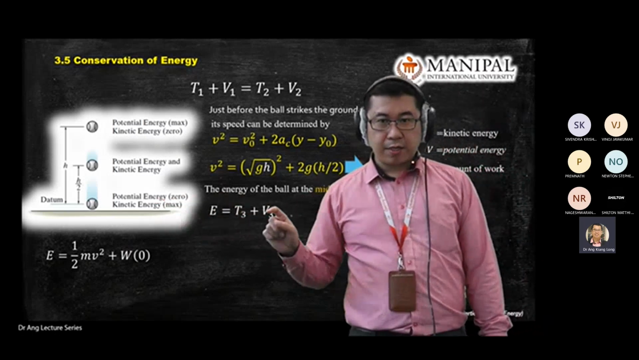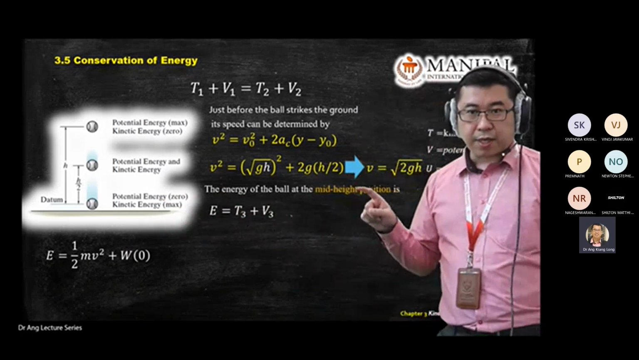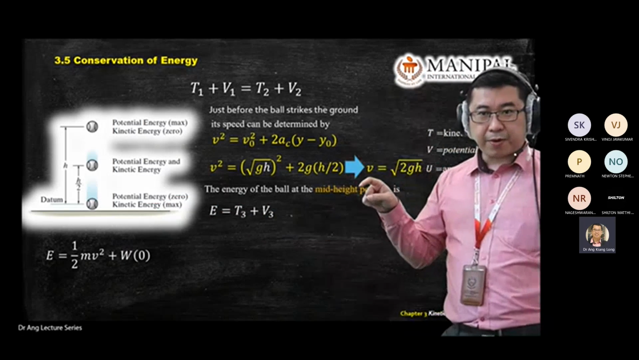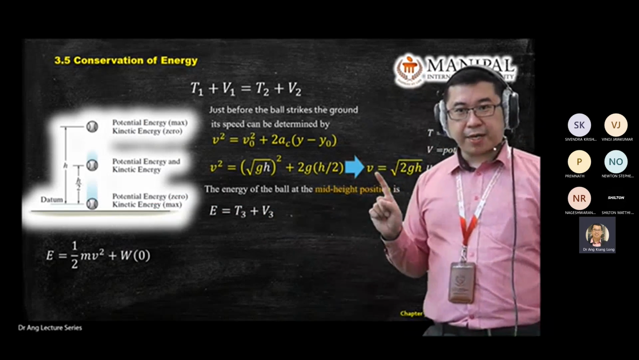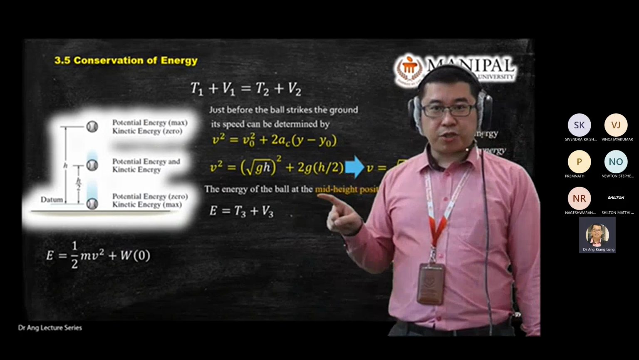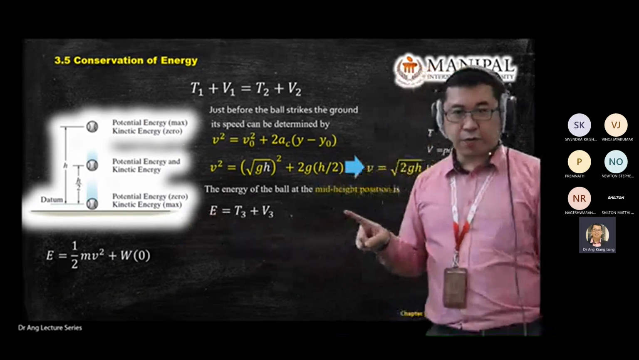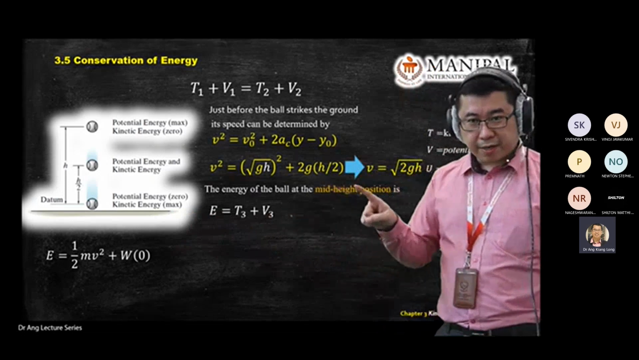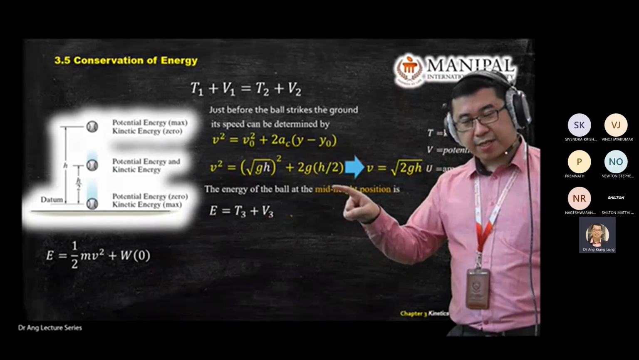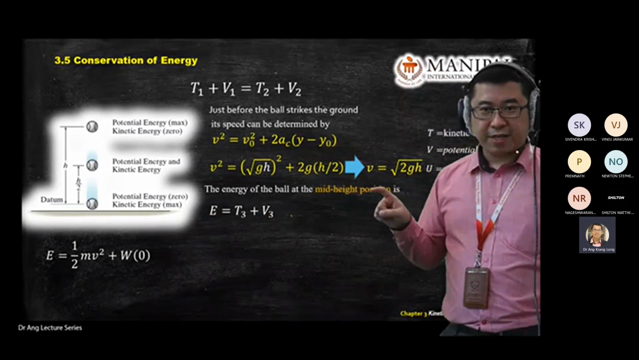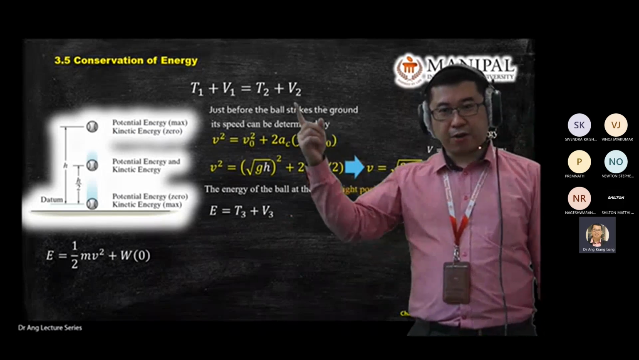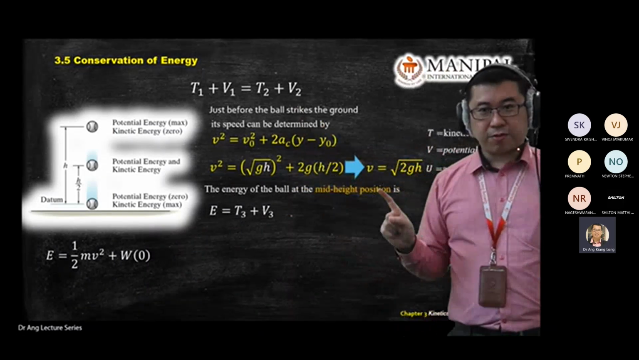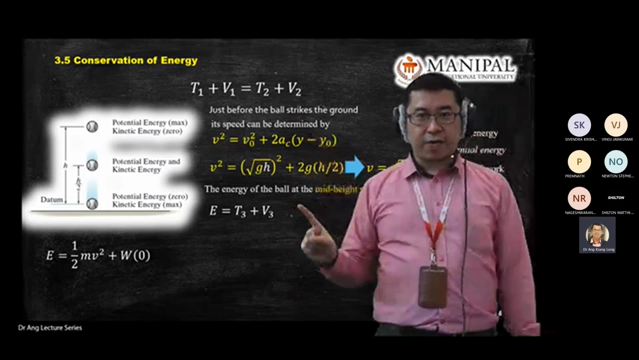I think there's a typo here. It's not the mid height, but the position just before it strikes the ground. So this one I label as T3, V3, but this line here is a bit wrong. It's not mid range, because I copied from the previous slides. It should be at the point before it strikes the ground.